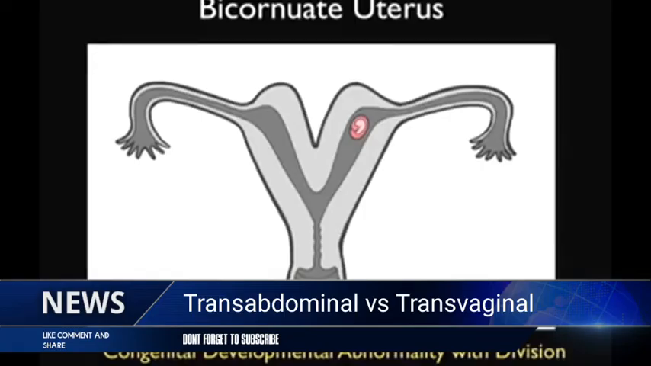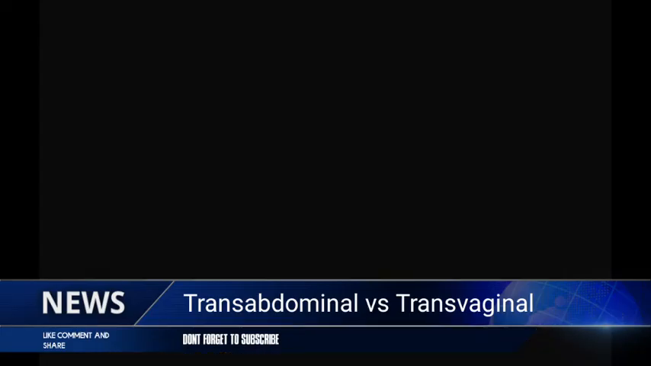And what can occur is that patients can have anything from a complete bicornuate, where the septum comes almost down to the cervix, to an incomplete bicornuate, where there's only a small division of the septum into the uterus.